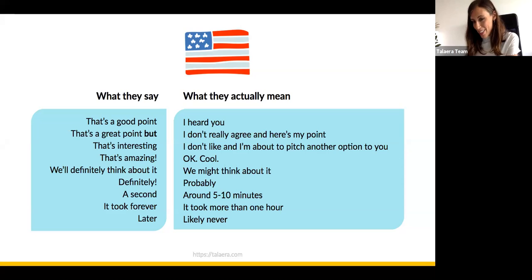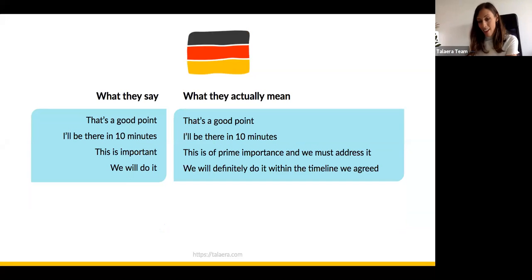So as I said, adapt your message to who you're talking to. But Germans, on the other hand, tend to be a bit less enthusiastic and they tend to be more consequential with what they say. So when they say that's a good point, it really means that they believe it's a good point. Or if they say, I'll be there in 10 minutes, they'll be there in 10 minutes. If they say this is important, it means this is of prime importance and we must address it.